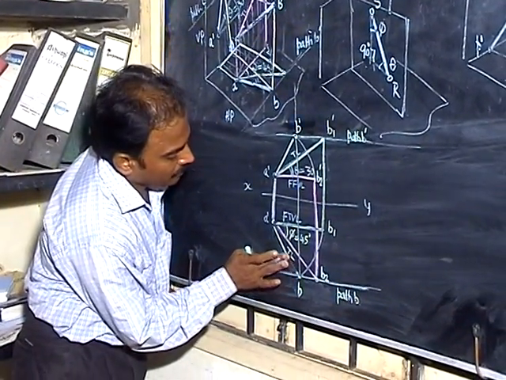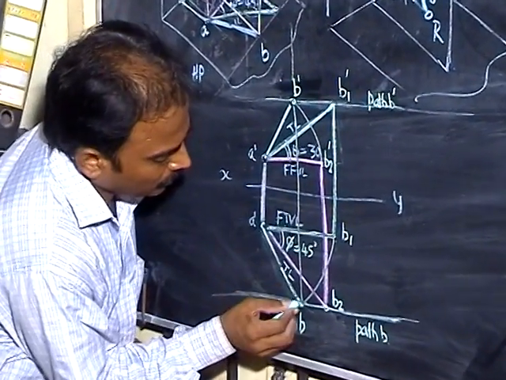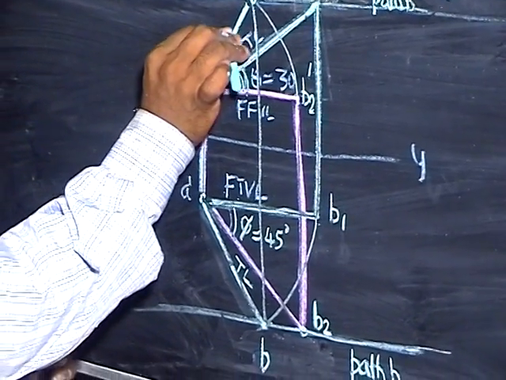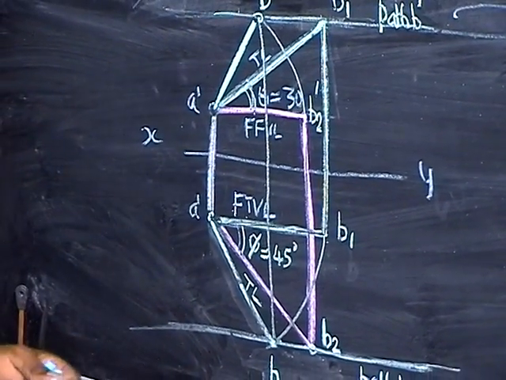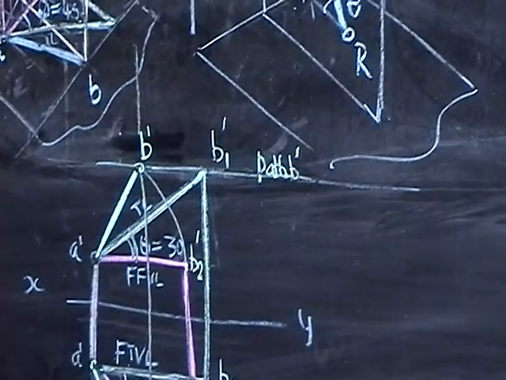Let this be a straight line. A reduced length is your final top view. Here, reduced length is your final front view. Again, look at the next case. It's very simple. You see the same thing.